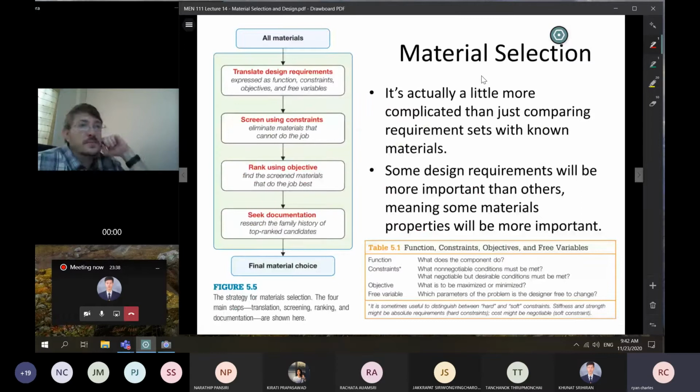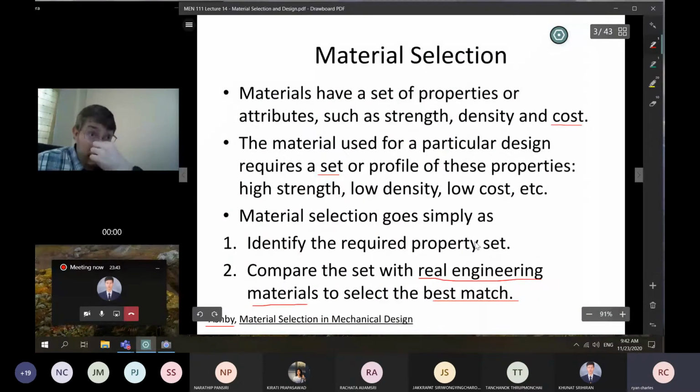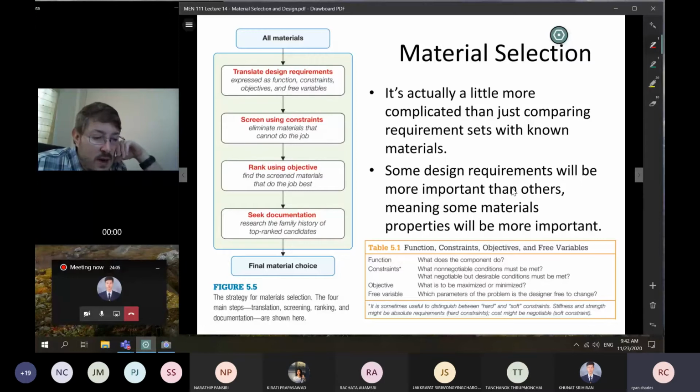All right. So now, I started with this, right? Figure out the properties you require, compare it to all of the materials to figure it out. Well, it's a little more complicated. It's a little more complicated than just comparing the requirements, right, with known materials. Because some of your design requirements are going to be more important, right? Not every property, not every requirement is equally important, right?